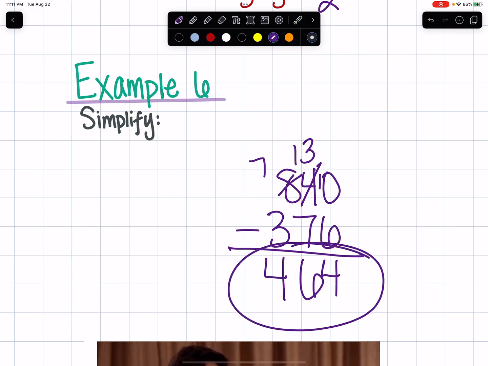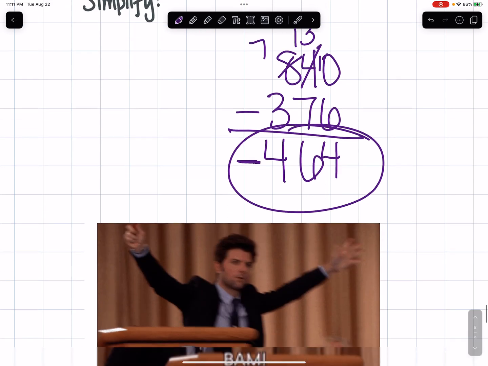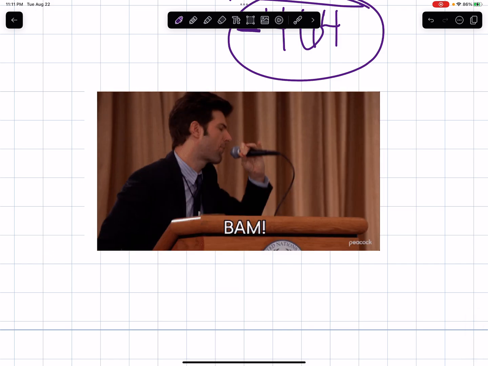The answer is 464. But is that the answer? No, we have to do the answer to the original problem, which is the opposite of 464. And all I have to do now is make this negative. The answer is negative 464. Bam! Did you like that one? It was like all leading up to that last example, which was freaking awesome.